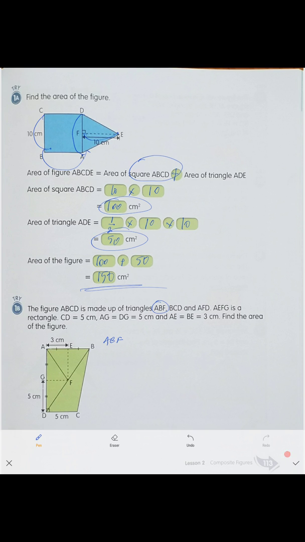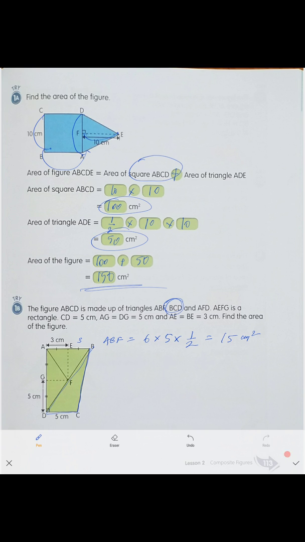It has a base. The base is this one. It's made of AE and EB, right? This one's 3, this one's also 3, so the base is 6, right? Times, this is the height. This thing is 5, this thing is 5, so this thing is 5 too, right? Times 5, and we divide it by 2. And it's gonna be 15. Right, now we found, so what is it? Square centimeters.